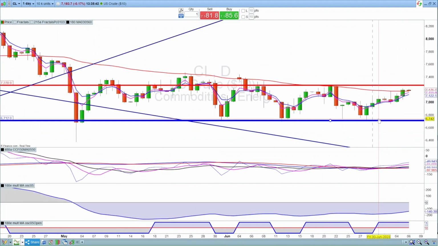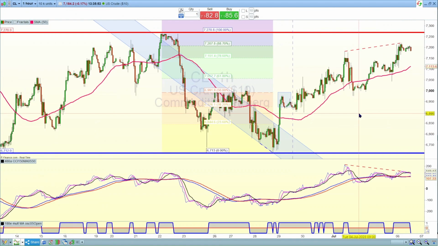But just be mindful, since our last update, if I go to the hourly chart, we are looking at a bearish divergence on the CCI, which means we're going to see further declines most likely from where we are at the moment. So this might be a minor resistance area.